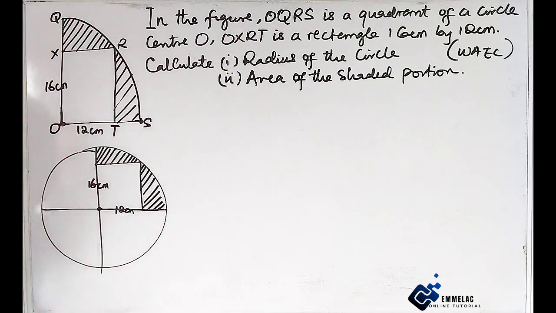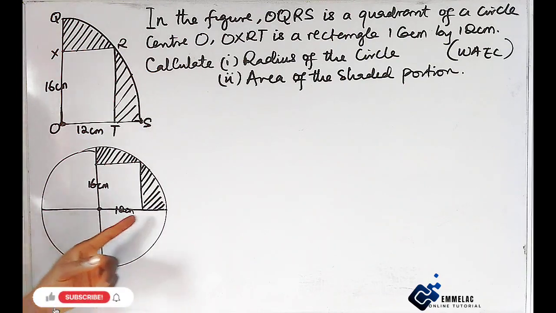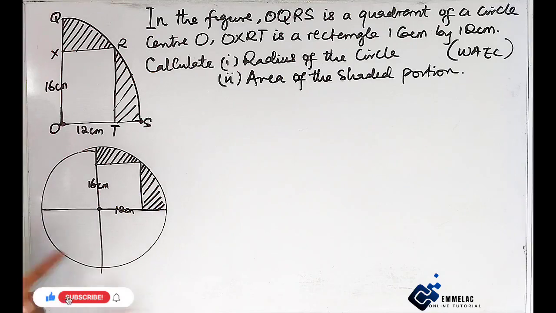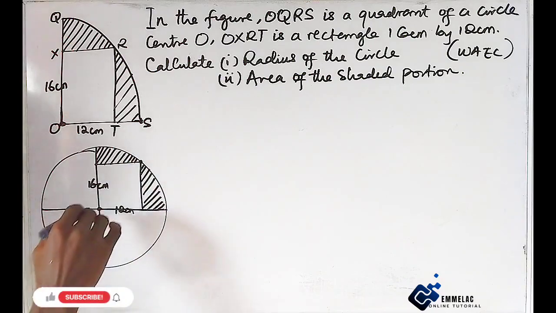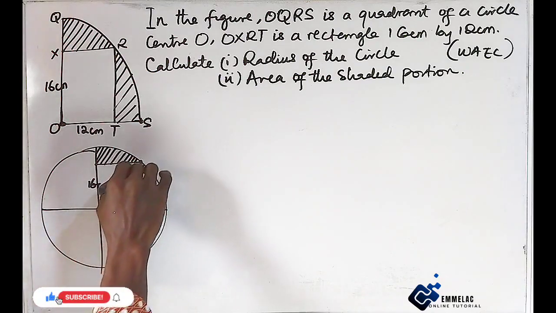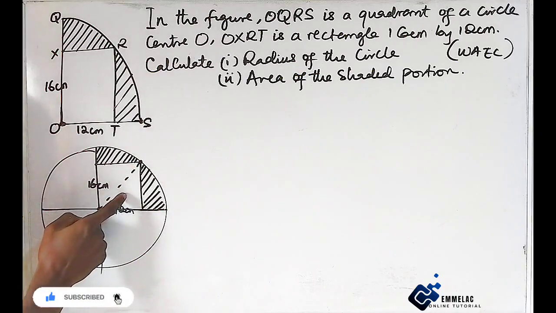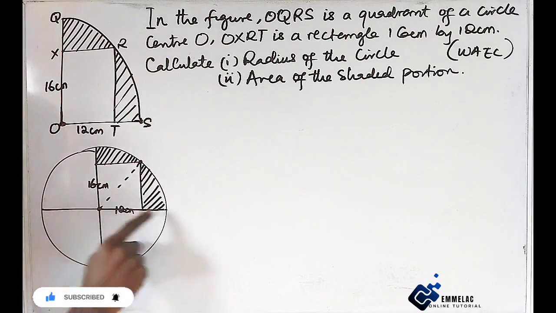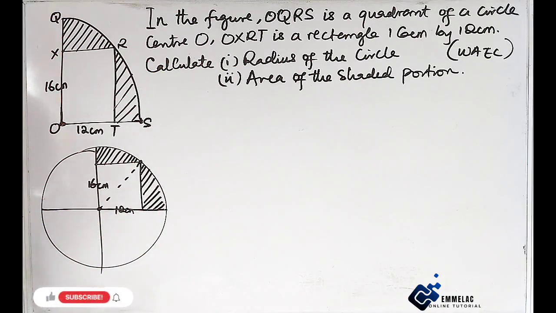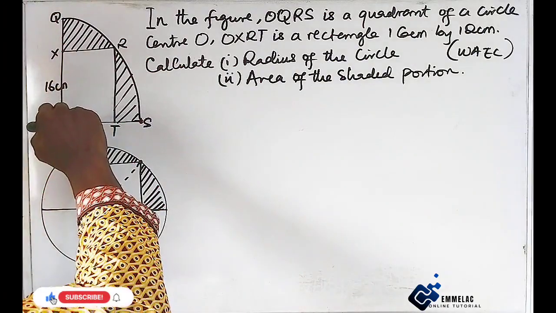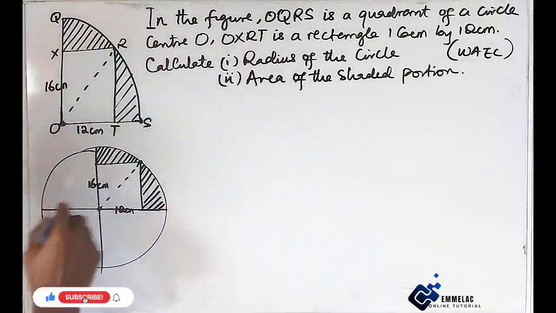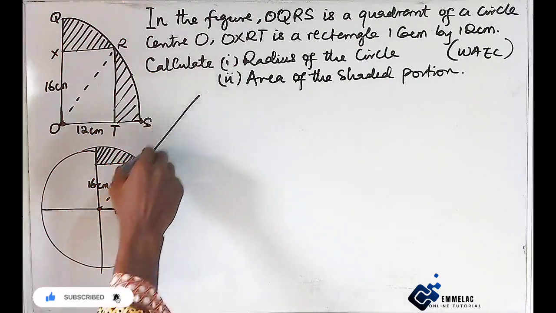Radius we know is the distance from the center of the circle to any point on the circumference. For us to get the radius, you have to look at it very well. Look at this point and look at this edge. Now if we draw, you see that this line, which is the diagonal of the rectangle, is the same as the radius of the circle, right? Now if that is true, we can now bring out that diagram.